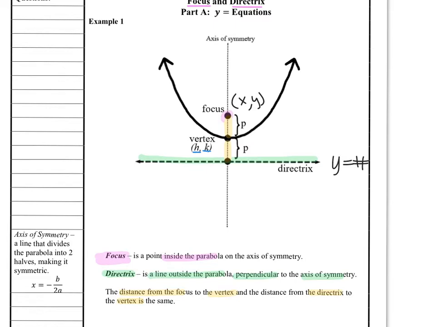And the distance between the focus and the vertex is always going to be noted as p. And again, they're always going to be equal, the same distance. So just some introductory language, some introductory visuals, and go ahead, flip over to the next page.